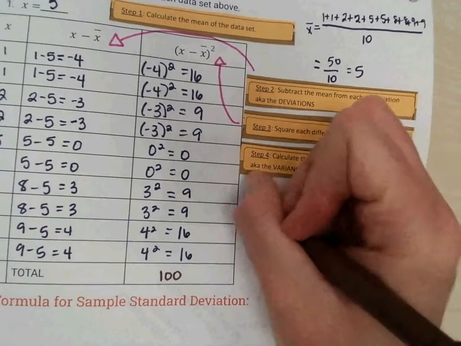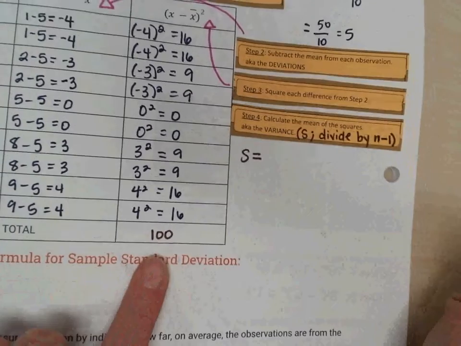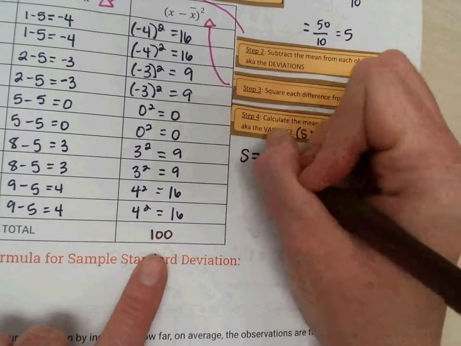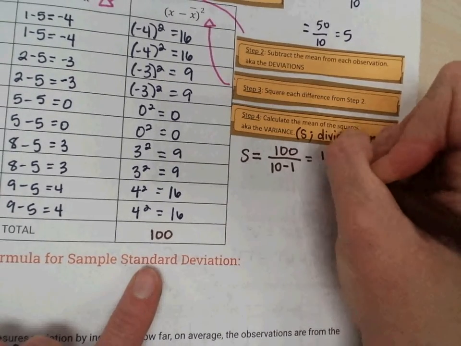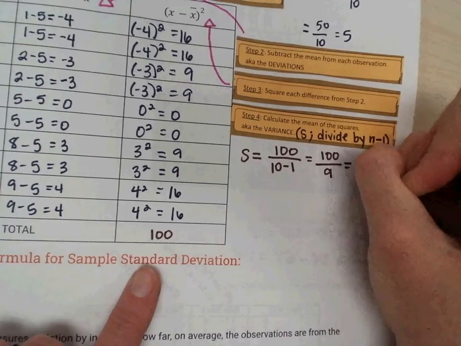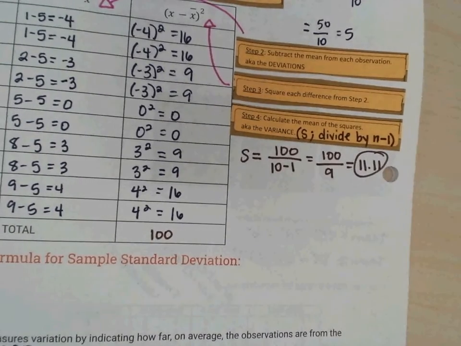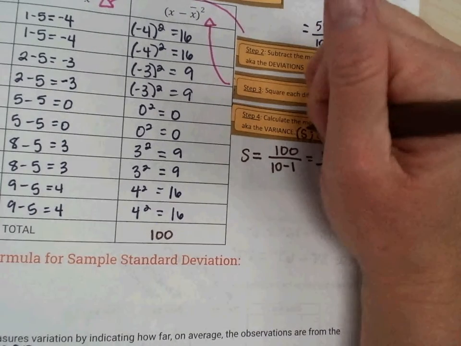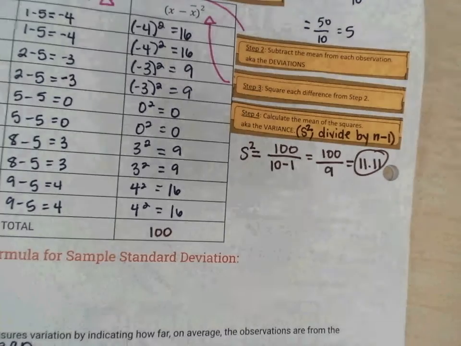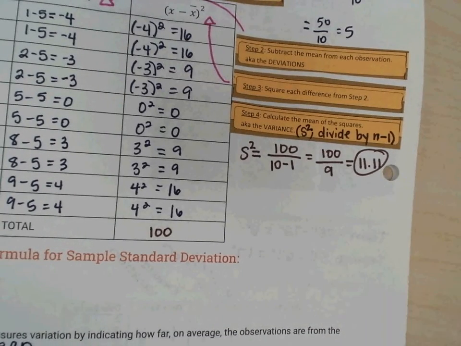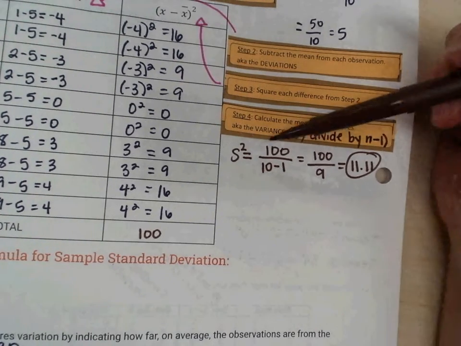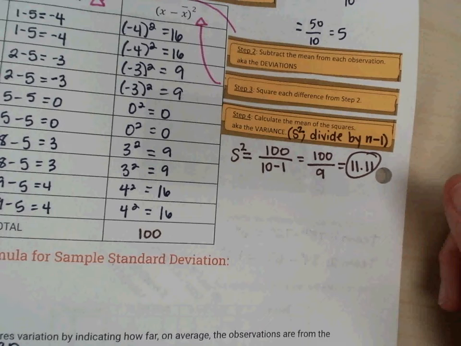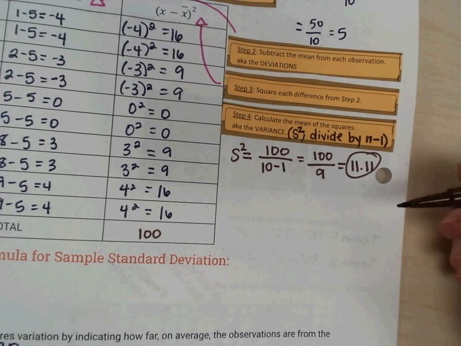So this looks like taking our 100, which is calculated, divided by n minus 1, divided by 10 minus 1. So 100 divided by 9, which is 11.11. Oh, I'm so sorry. The variance is s squared. Where standard deviation is s. So please add the squared to your notes. Variance is s squared. Sorry, I forgot that earlier.